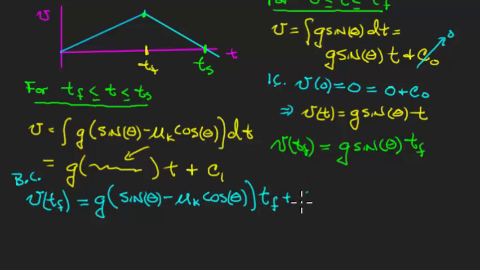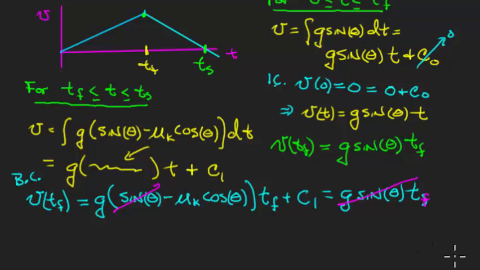Then plus that constant of integration, c1, and this has to equal the velocity of the box at tf coming from the left side, coming from just before tf. And that's this expression right there. So this has to equal g sine theta times tf. And you'll notice something quite nice here. On the left-hand side, I've got a g times sine theta times tf. On the right-hand side, I've got a g sine theta tf. So this term exactly cancels out that term, g sine theta tf.